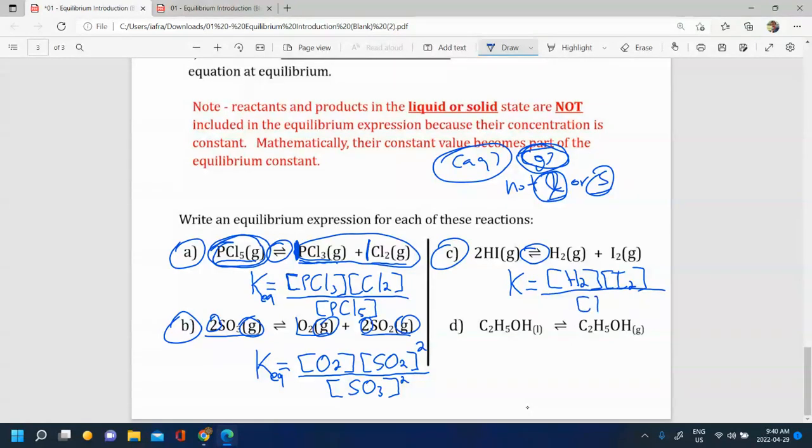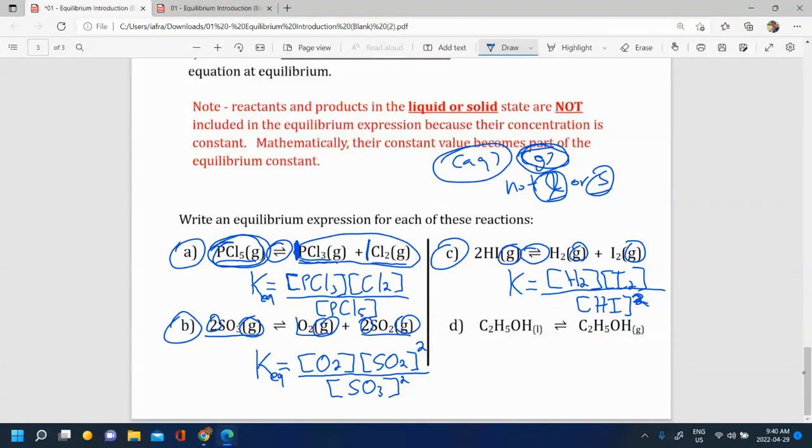Over here, HI, its coefficient is 2. And so that leads us to this equilibrium expression here. They're all gases, so we can include them in our equilibrium expression. And that was another example of a chemical equilibrium. We have a decomposition reaction happening here. It's a chemical reaction. Now let's go take a look at our next equilibrium.